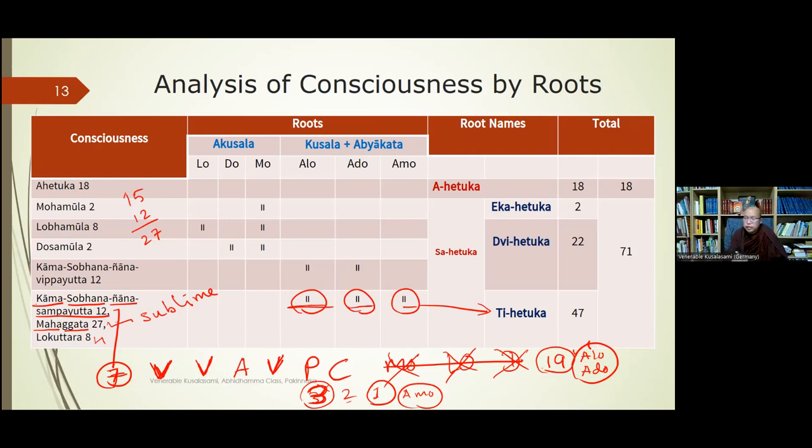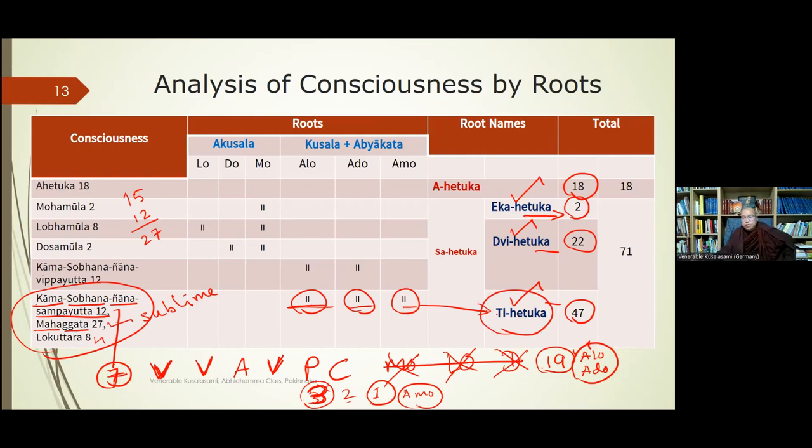So this is altogether 18 Ahetuka, rootless, and 2 Ekahetuka, and 22 Dvihetuka and 47 Tihetuka. As long as you are learning the Abhidhamma, you have to know these names, because sometimes you will see 47 Tihetuka there, but it will not say Kama Sobhana Jnana Sampayutta 12 and Mahagata 27, Lokuttara 8. You will not find it like this, maybe sometimes, somewhere. You will only see the 47 Tihetuka. Then you have to know that 47 Tihetuka means these kinds of consciousness. So that's why I said it's a preparation for the next step. I hope you understand this.